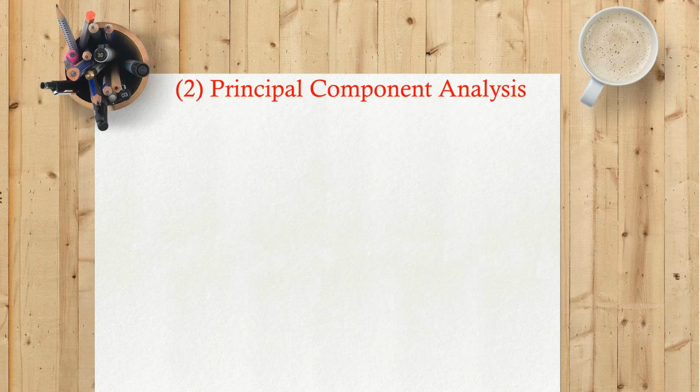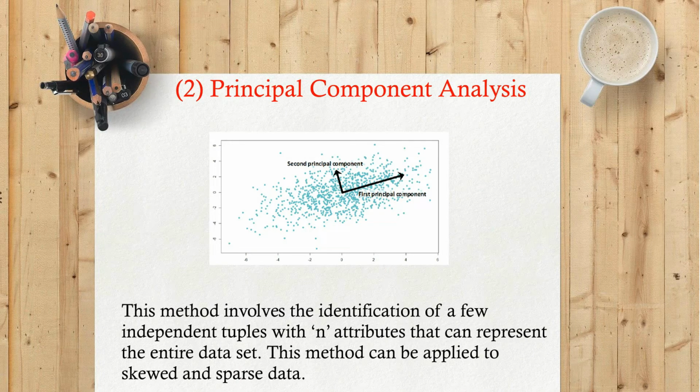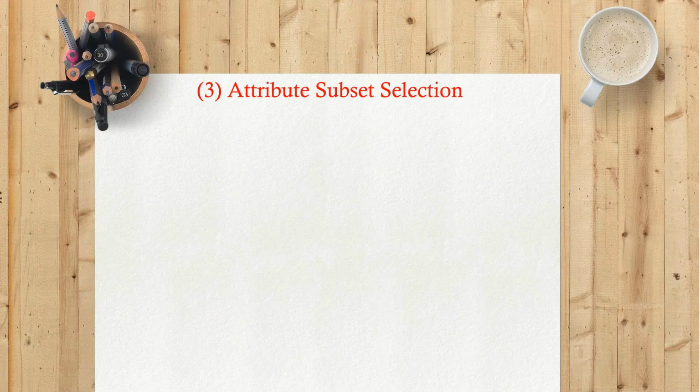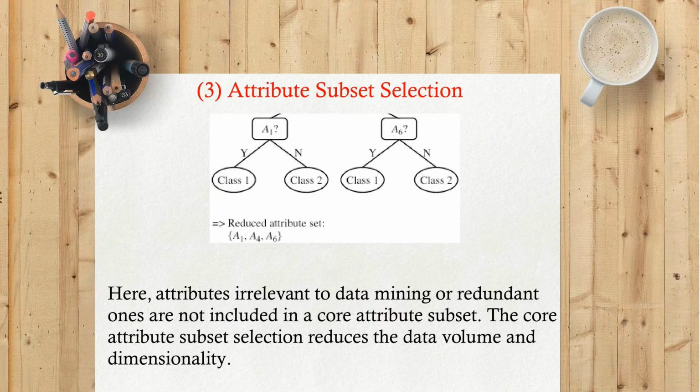2. Principal component analysis. This method involves the identification of a few independent tuples with n attributes that can represent the entire dataset. This method can be applied to skewed and sparse data. 3. Attribute subset selection. Here, attributes relevant to data mining are kept, or redundant ones are not included, in a core attribute subset. The core attribute subset selection reduces the data volume and dimensionality.